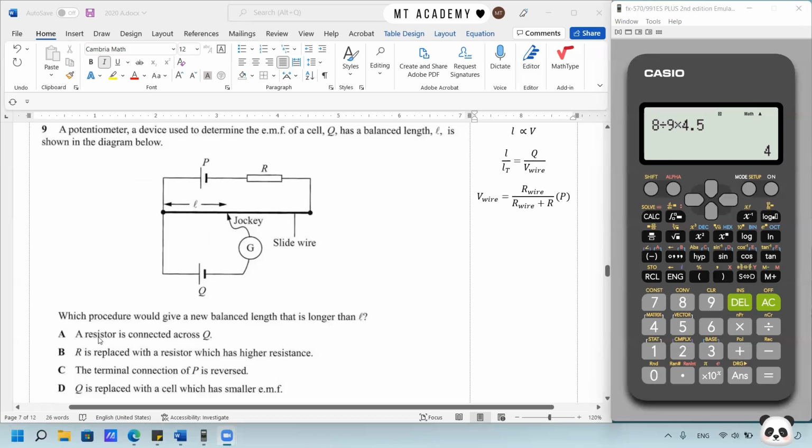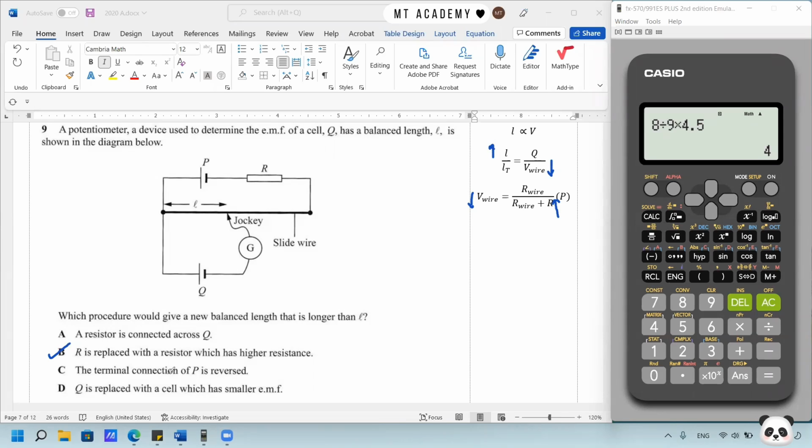So from here, now we can review each of the answers. First of all, a resistor is connected across Q. You should have learned that when you have a balanced length, there is no current flowing from the driver circuit to the circuit below. So A doesn't help anything. B, R is replaced with a resistor which has higher resistance. If we have higher R, this gives us a lower voltage across the wire. And if we have a lower voltage across the wire, this gives us a longer balance length. So the answer would be B in this question.